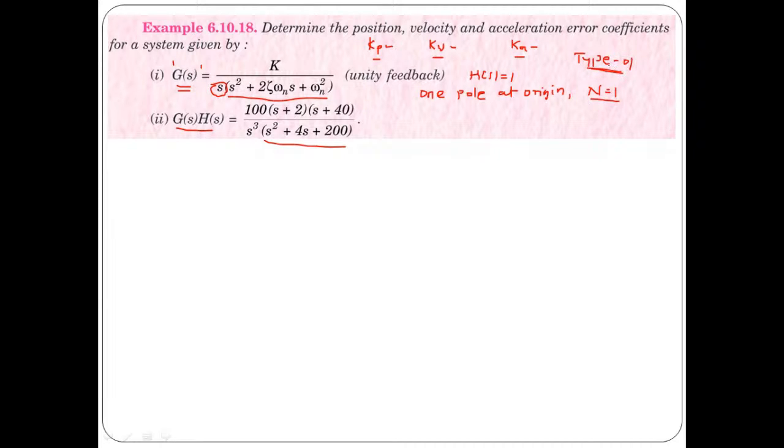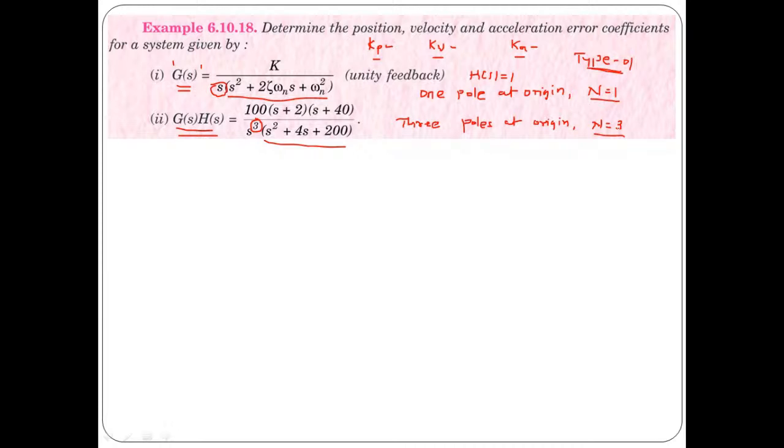This is very important. In the same way, if you see the open loop transfer function for case number 2, see here we have s cube. That means we have 3 poles at origin. Hence, in this case, the type of system is 3, or it is the example of a type 3 system.